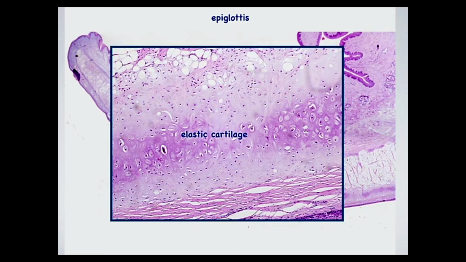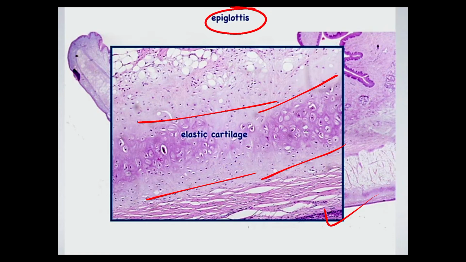Now in this photograph we can see the epiglottis, showing the middle part. In the zoomed image we can find numerous lacunae, which have chondrocytes sitting in the lacuna.